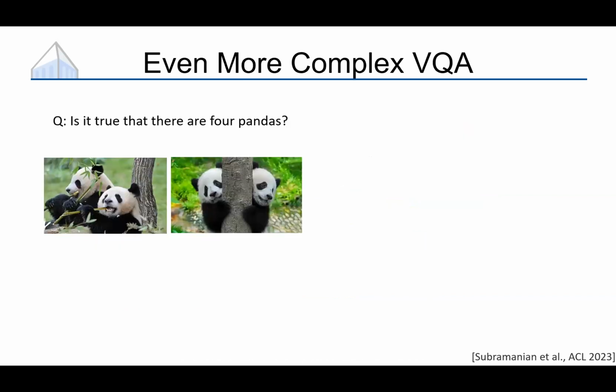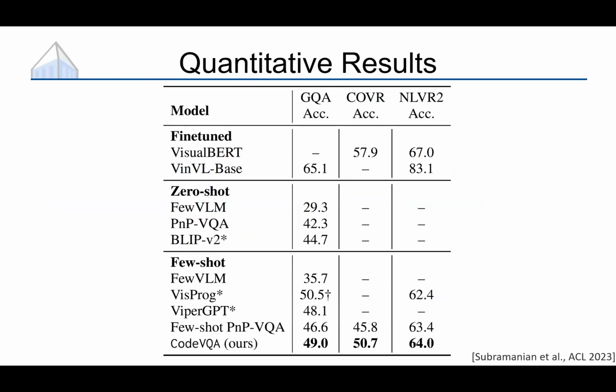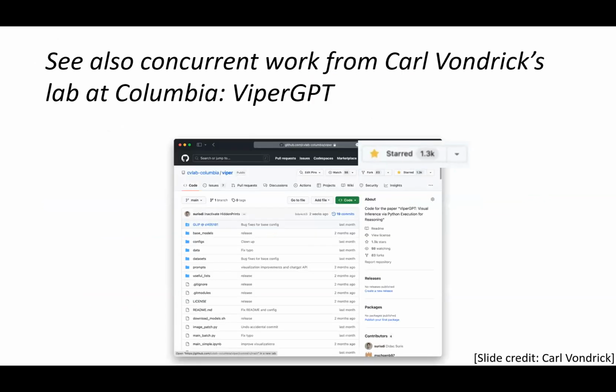So here's, are there 4 pandas in the set of images? This is, I guess, a set of pictures, and the baseline method says no. But this code-based method that first knows that it should actually run something that counts pandas does better. The model outperforms a lot of baselines and is really cool. And I definitely want to encourage you to not only look at our work that's being reported at ACL, but also look at Carl's work that got out on GitHub sooner and is very, very cool.